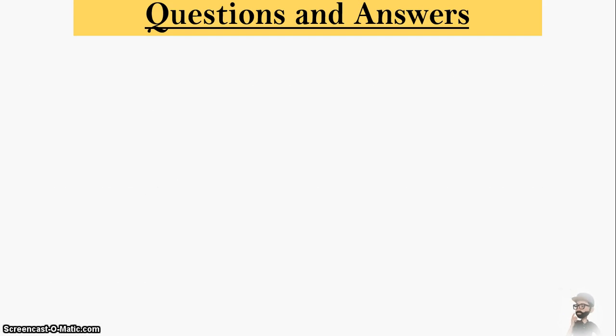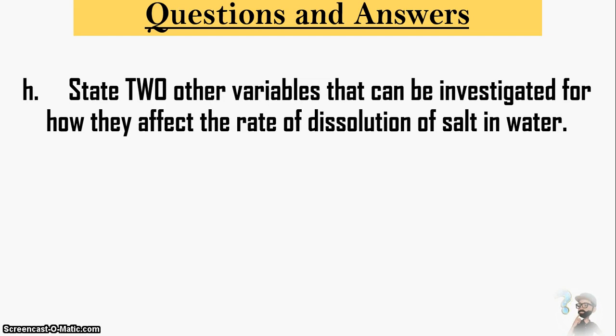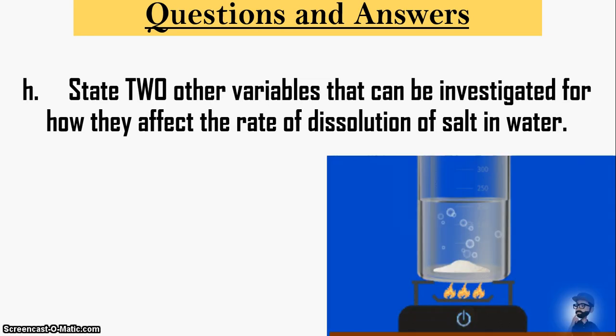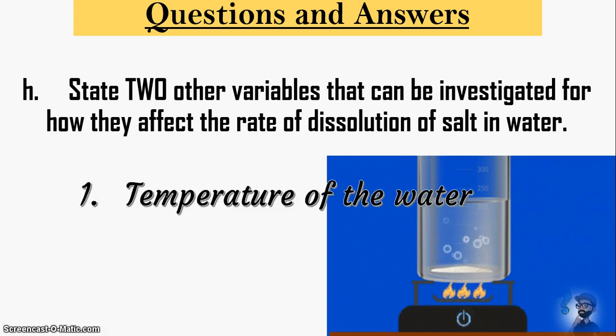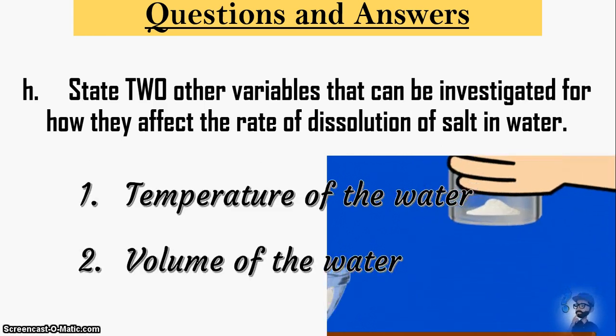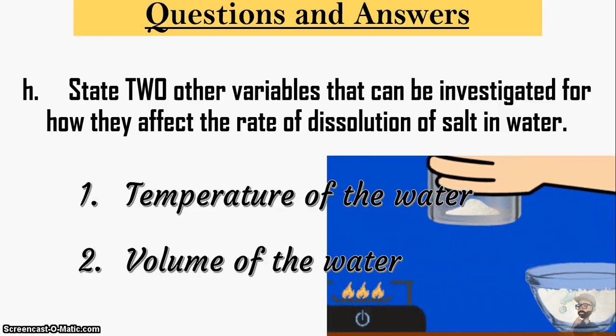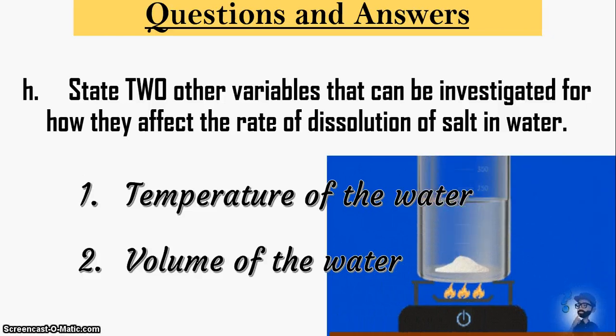Okay, we move on to H. State two other variables that can be investigated for how they affect the rate of dissolution of salt in water. It's very simple. These variables are the temperature of the water and the volume of the water. We can change these and see how they affect the rate of dissolution.